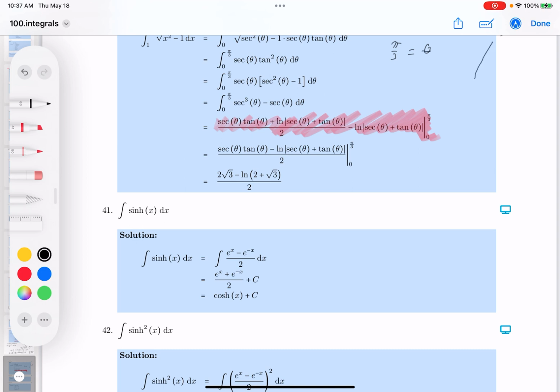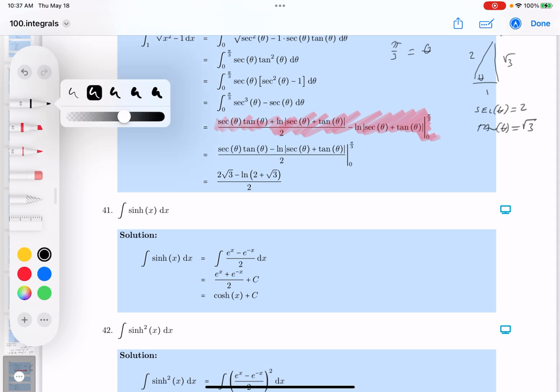I'm going to put this over here for you. It's going to be the theta, and that's going to be 2, 1, root 3. And I certainly want to know, for example, the secant of theta would be 2, and the tangent of theta is just root 3. All right, it's pretty easy to write down. Let's do that.